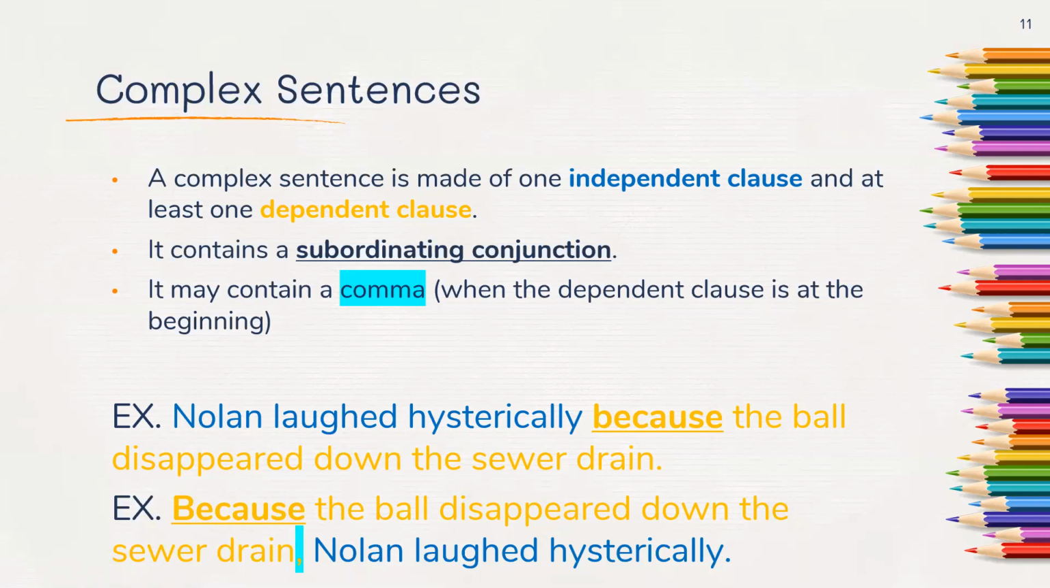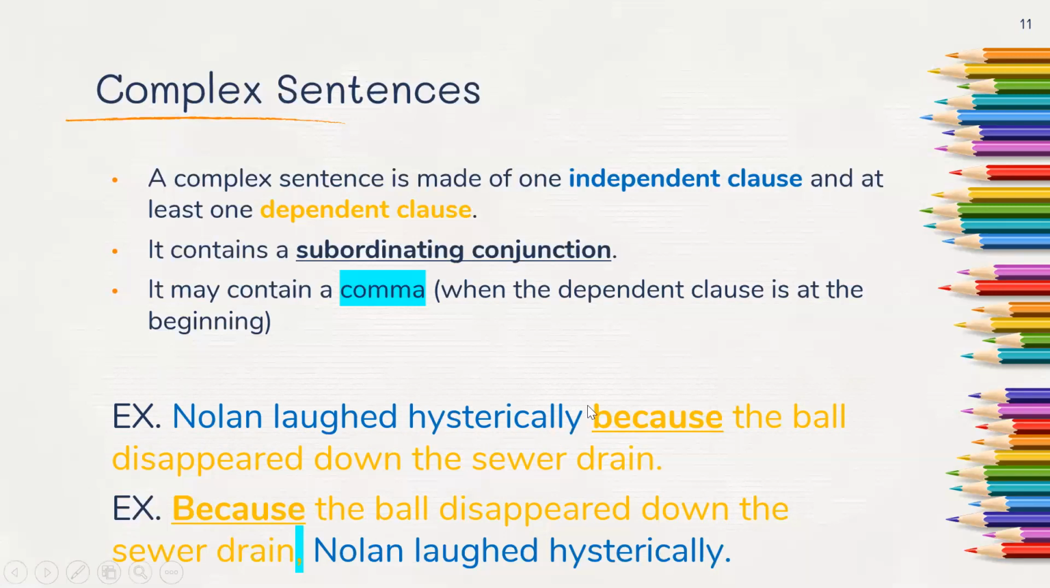The dependent clause, the part that is not a complete thought, is the rest of it, because the ball disappeared down the sewer drain. That's not a complete sentence. If I tried to write that by itself, because the ball disappeared down the sewer drain, well, okay, what? What happened because the ball disappeared down the sewer drain, right? It leaves you asking more. That's not a complete thought. That is a dependent clause. Putting them all together, though, it makes sense.